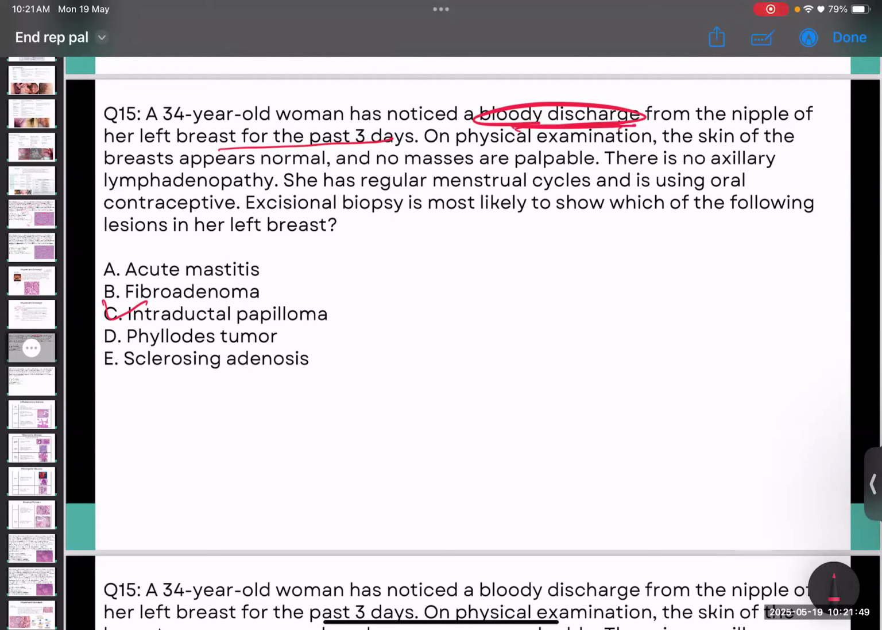Phyllodes tumor does not present with bloody discharge. Sclerosing adenosis does not present with bloody discharge. It's the intraductal papilloma. The confusing counterpart of intraductal papilloma is mammary duct ectasia, but ectasia presents with a thick white discharge and papilloma presents with a bloody discharge.